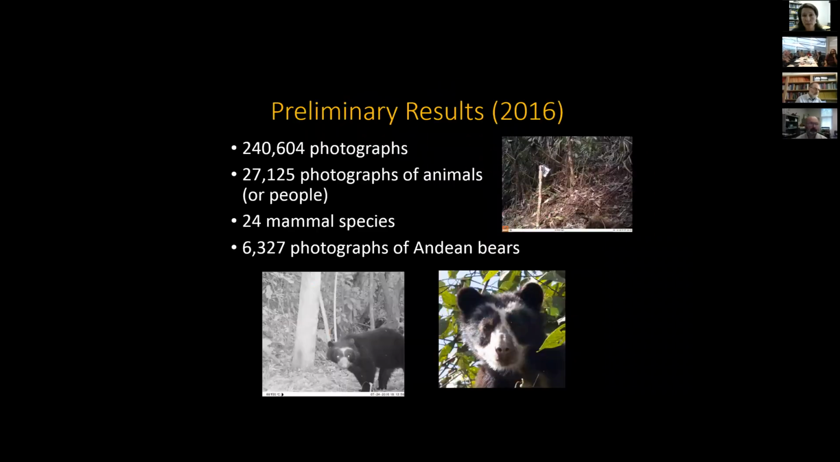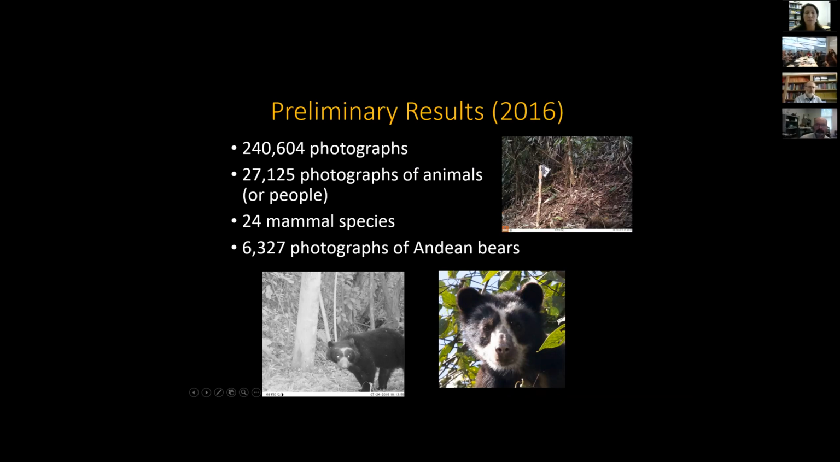Some preliminary results from last year. We ended up with over 240,000 photographs, quite a large number. 27,000 of them are photographs of animals. The reason there are so many more photographs than photographs of animals is because of things like this. Oftentimes you get pictures with nothing in it, but the camera is triggered by, for example, a leaf flapping or something like that.